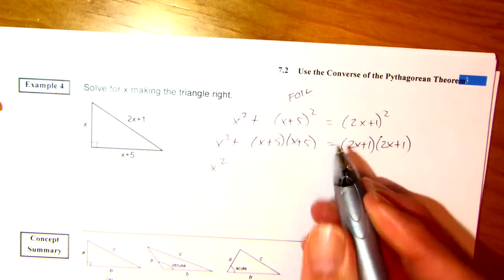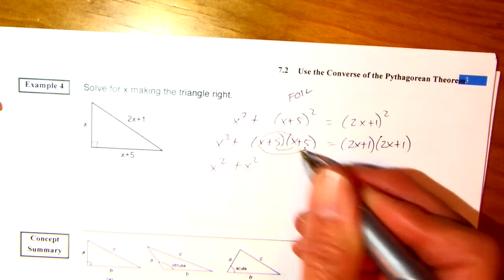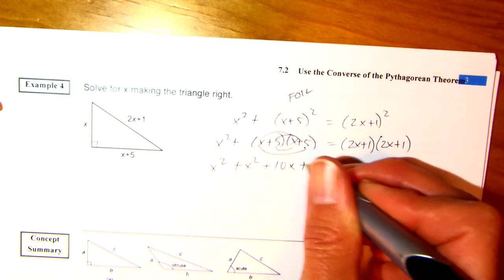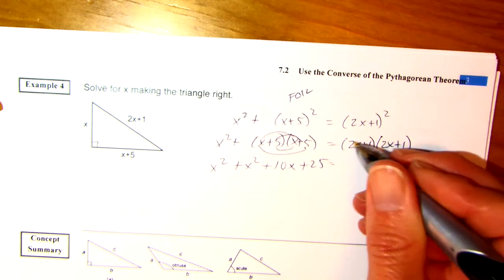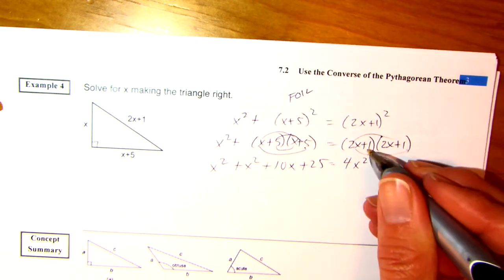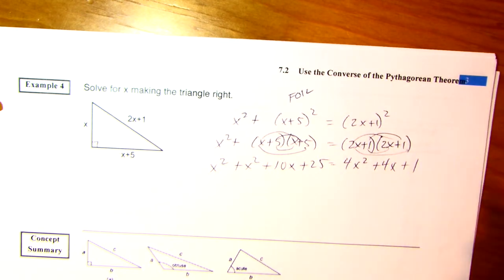So I have x squared. When I FOIL it, I'll have x squared plus 5x plus 5x is 10x, and then plus 25. This one, 2x times 2x is 4x squared. 2x plus 2x is 4x, and 1 times 1 is 1. Alright, so we have to actually solve for this.